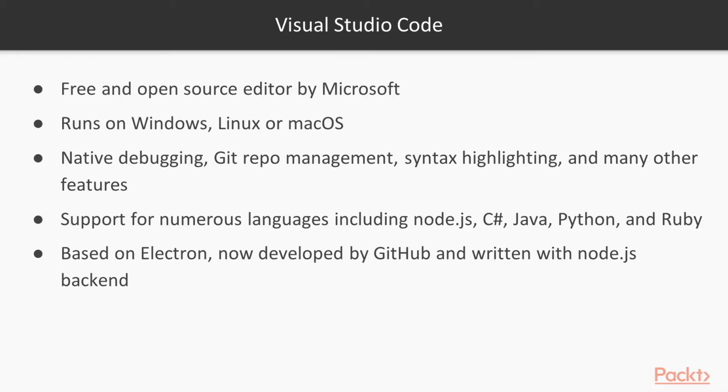It has Git repo management on board, native debugging, syntax highlighting, and plugins, all kinds of great stuff. It supports numerous languages, and since it's open source, people can add support for any language, including Node.js, C#, Java, Python, Ruby. It is based on a GUI framework called Electron that is now developed by GitHub, and it was written with a Node.js backend.